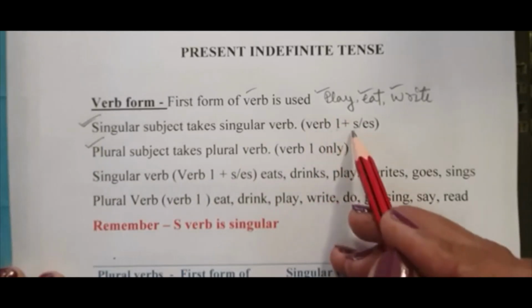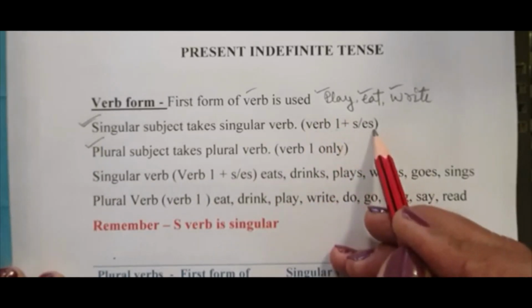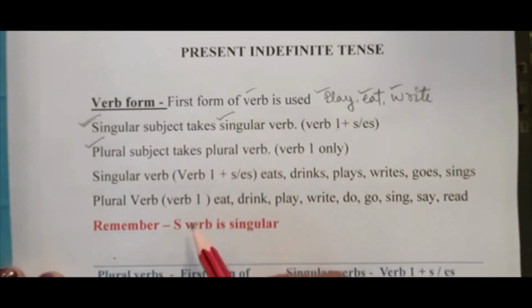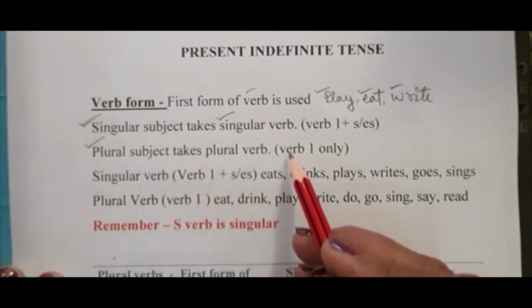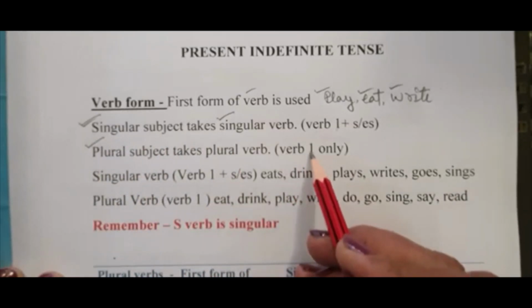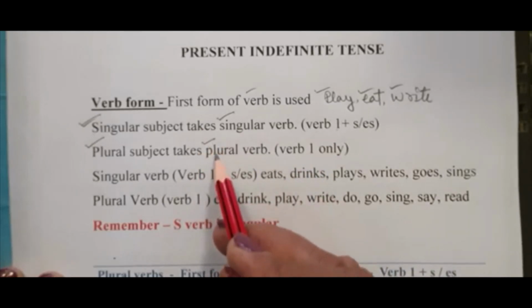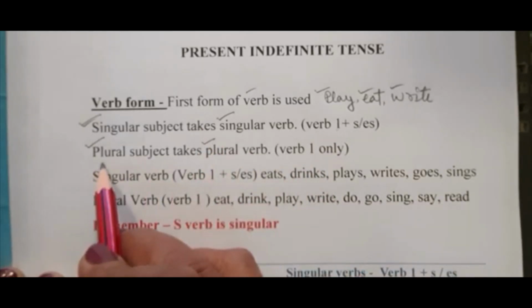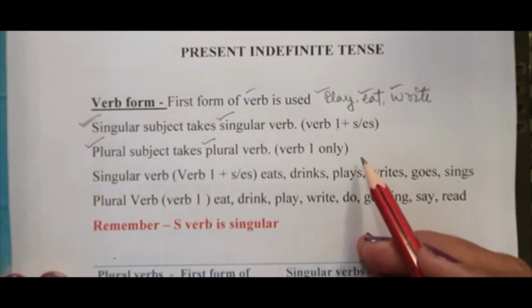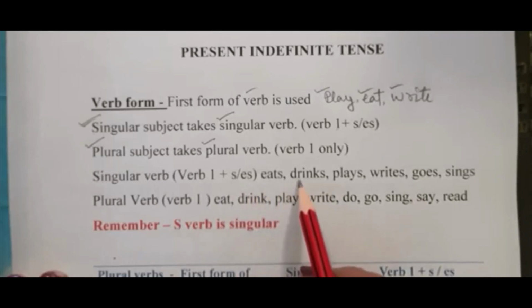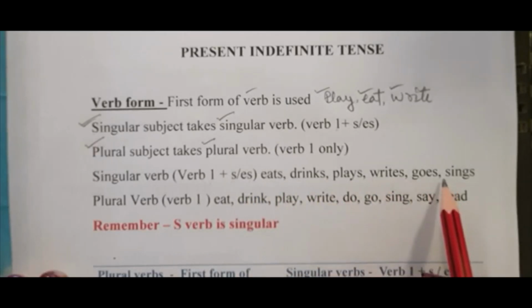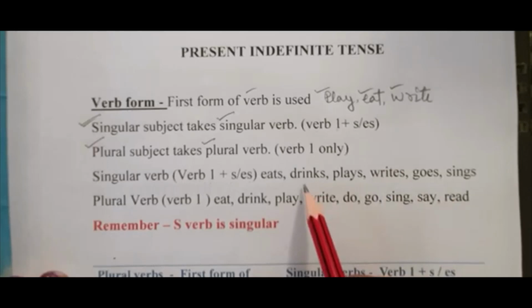Verb 1 plus s or es becomes singular verb. And it is used with singular subject. Whereas only first form of verb is plural verb. And it is used with plural subject. Let me make it more clear for you. Singular verb is verb 1 or first form of verb with s or es. Eats, drinks, plays, writes, goes, sings. There can be all the verbs.